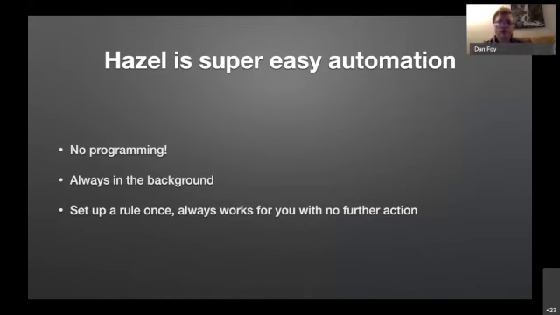So when you get down to it, Hazel is like the easiest possible automation that you'll ever find. There's no programming in here. It's always running in the background. And once you tell Hazel something that you'd like to do, it's always doing it. It doesn't require you to take any action, not even a hotkey or anything. It just watches in the background, and when it sees that situation arise, it takes action based on the way you've defined it.